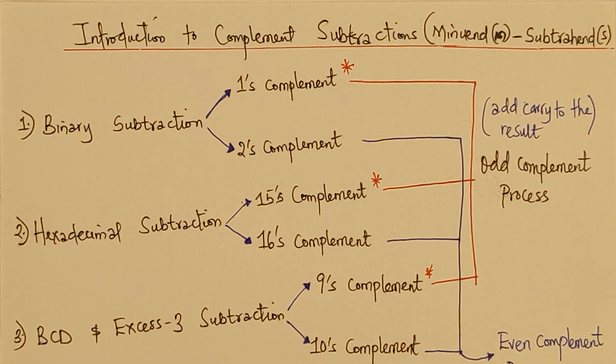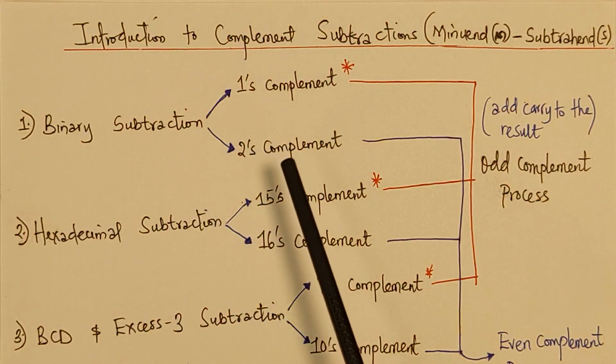In this video, I want to take an introduction to complement subtraction. Now, complement subtraction comes in three forms. The first one is binary subtraction, hexadecimal subtraction, and BCD and SS3 subtractions. In this part, we are going to consider each process.